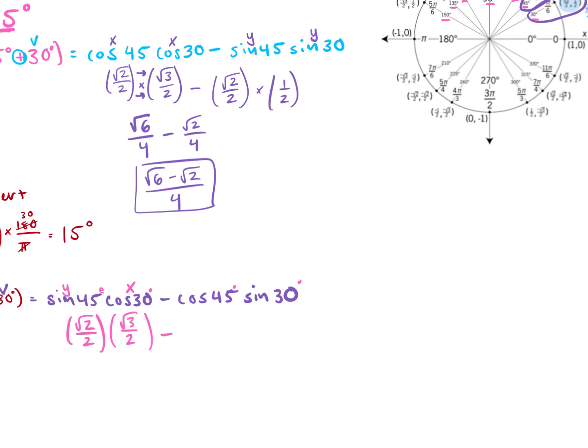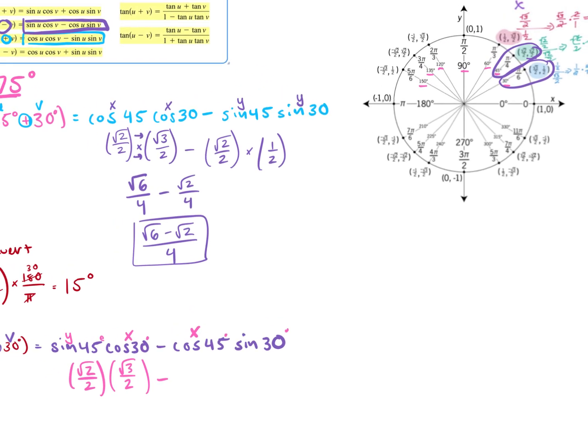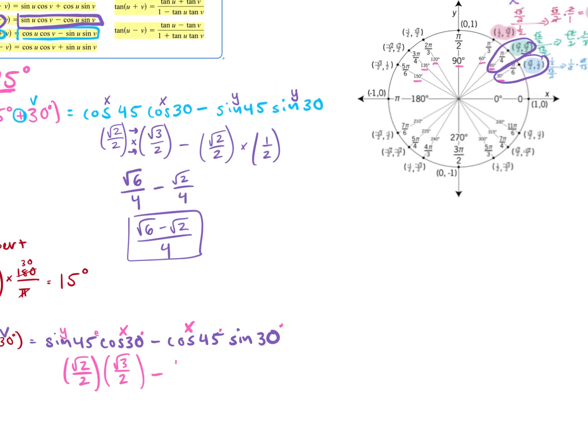Minus cosine of 45. Cosine tells us we look at what? X. What's our x at 45 degrees? Square root 2 over 2. Times sine of 30. What's our sine? What's our y at 30 degrees? 1/2.